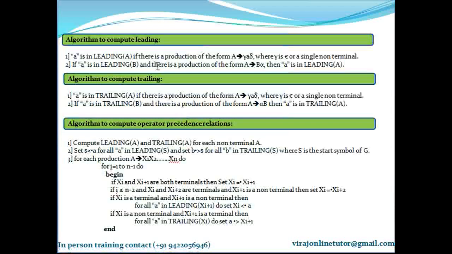What's the next rule? The next rule says check for productions which start with a non-terminal. After you find a production starting with a non-terminal, whatever is in the leading of that non-terminal, put it in leading of the left hand side.